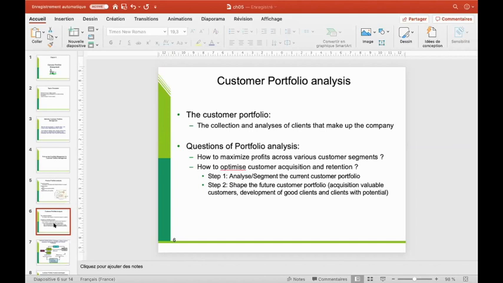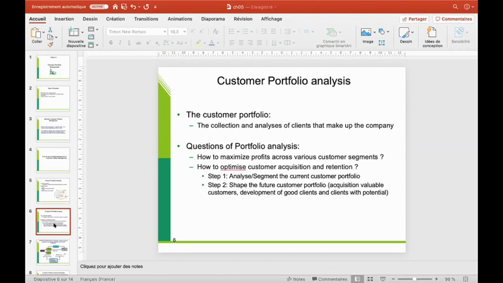The idea behind that is how to maximize profits across various customer segments. So who are your best customers now, who are your best customers in the future, who are your bad customers that you should abandon, and who are the customers that you should harvest in order to invest the cash flow into better segments. The method is the same as we have just seen.